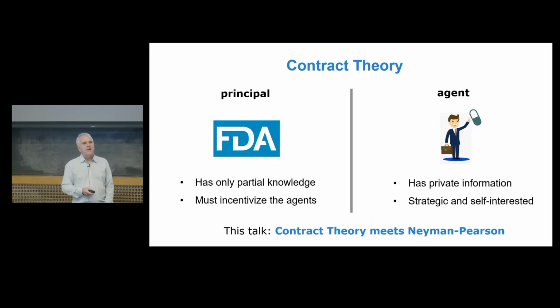The FDA, Federal Drug Administration, is trying to decide what drugs to put on the market. So they're the principal, and how do they decide? Well, they take a candidate drug and they do a clinical trial at great expense. They have to decide which clinical trials to do and how much money to invest in that clinical trial. All right? And the goal is, of course, then to produce drugs that really do work.